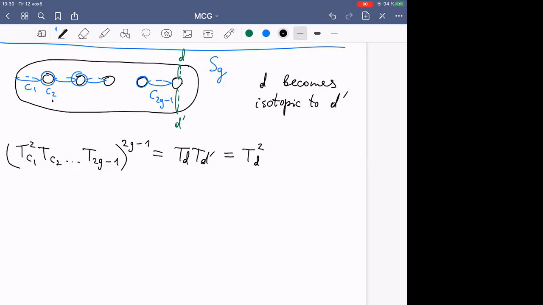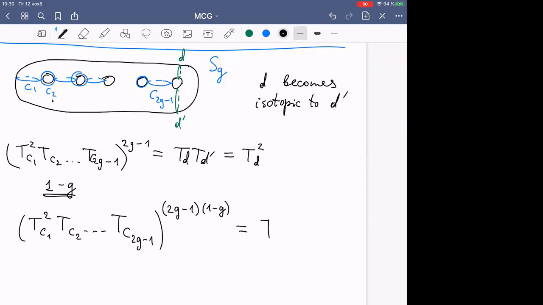So this is just the square of the Dehn twist about D. Okay? Now let us take the power of order 1 minus G of both sides. So I would like to obtain the following. Oh, sorry, it's here, C to G minus 1. I get this one. And here I get, okay, this is just tautological, I take such a power of both sides.